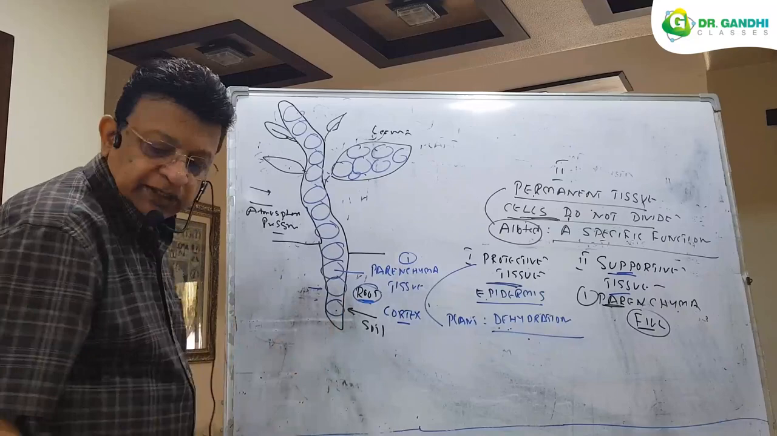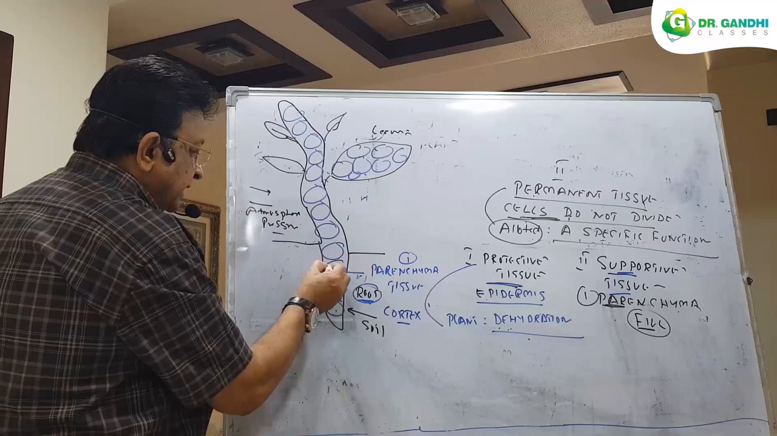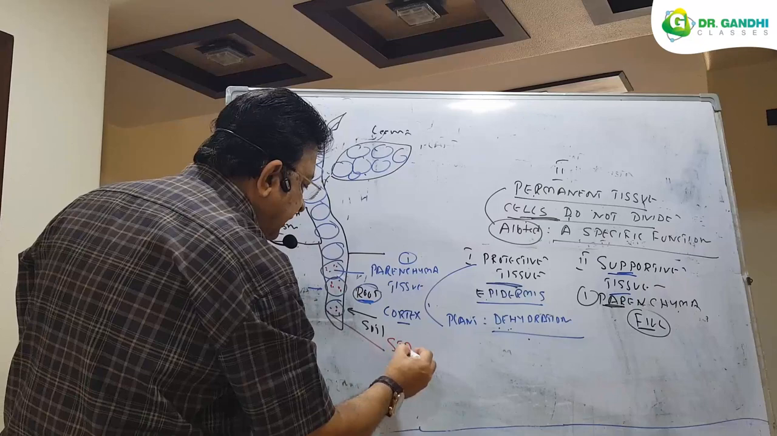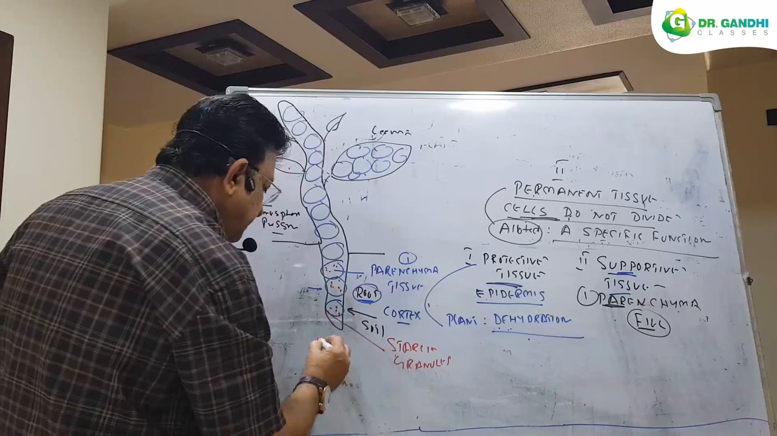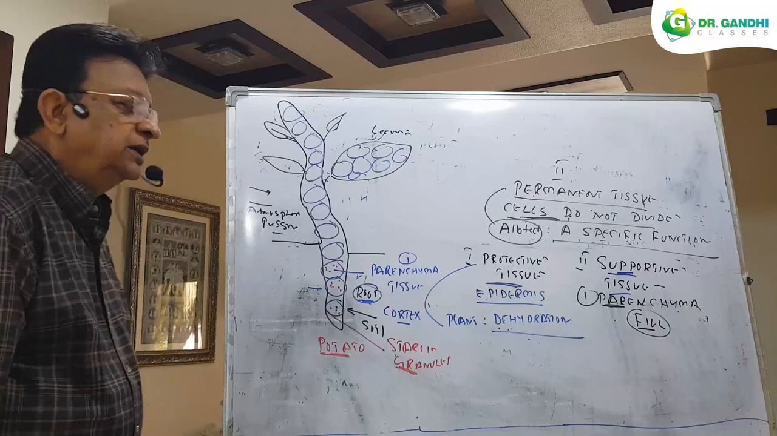Now, nature does not waste anything. So what did nature do? In these parenchyma cells, it has put the form of storage of food. What has it put here in the parenchyma? Starch granules. The example of which is a potato plant. In a potato plant, you have maximum starch granules.